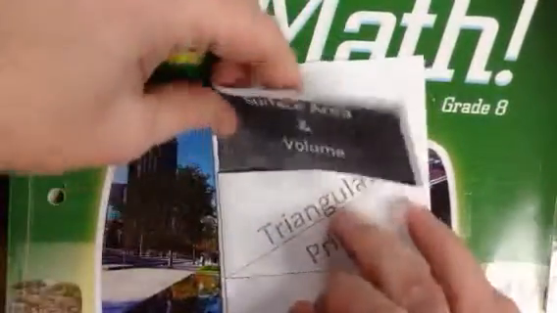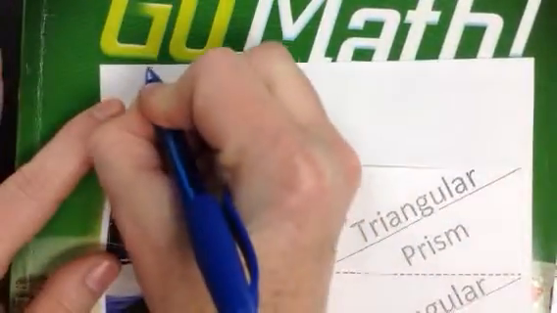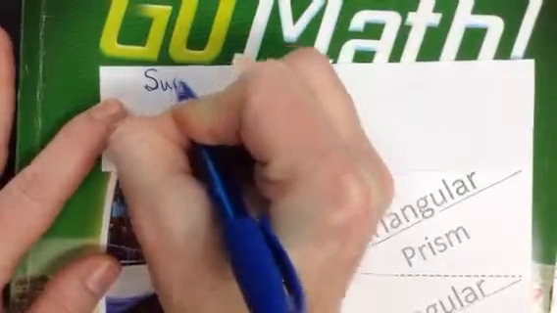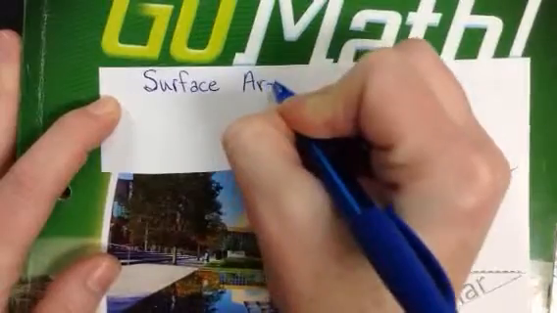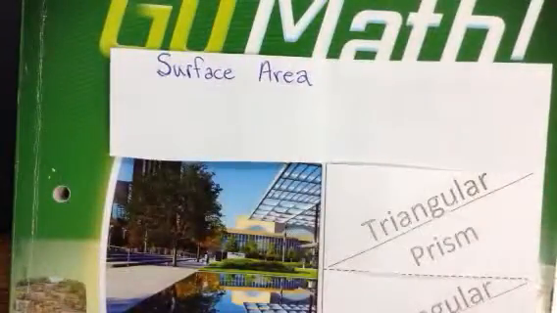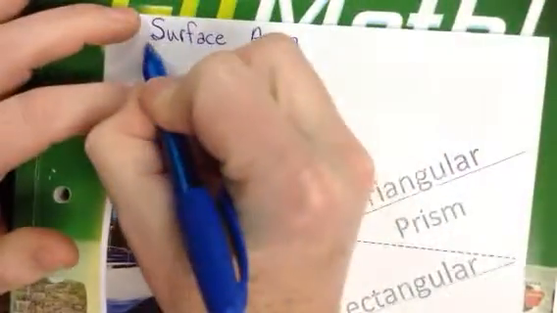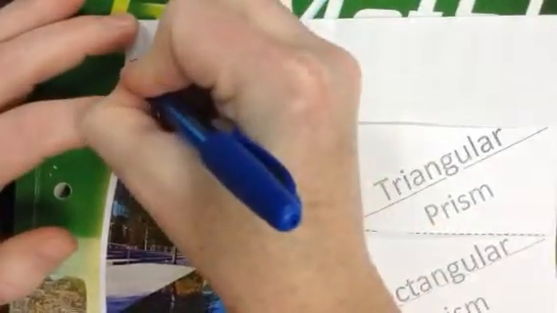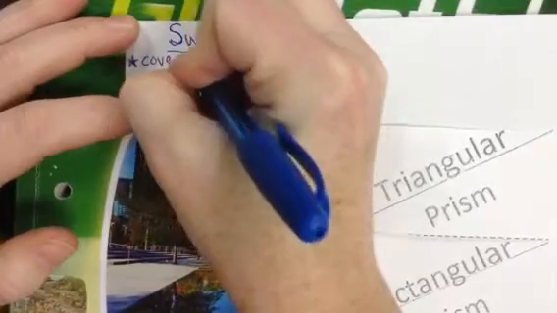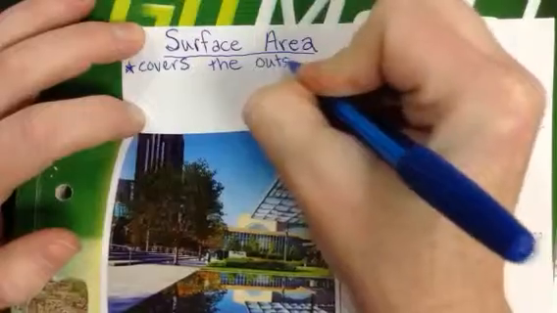Okay, so open up that top flap. On the left side, write surface area. Okay, surface area covers the outside of a 3D figure.